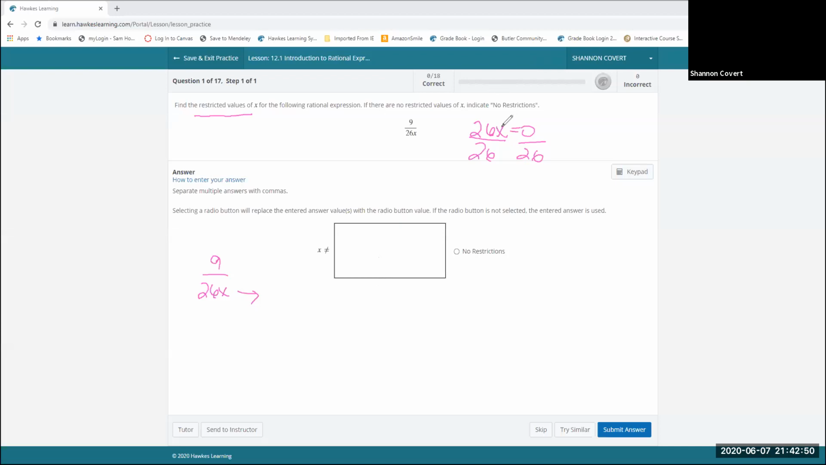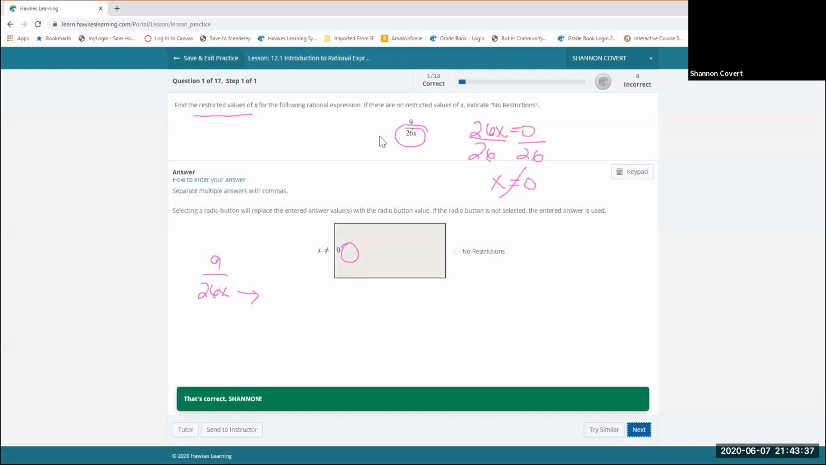So 26x equal to 0 is what we had. So I'm dividing both sides by 26. So x equals 0, which essentially is then what x cannot be because I cannot divide by 0. So what you would type in right here is x equals 0. So I went ahead and typed that in. I'm going to hit submit answer. It tells me I'm correct. That's always a good feeling. So we'll clear all of our drawings, and we'll move on to the next problem.